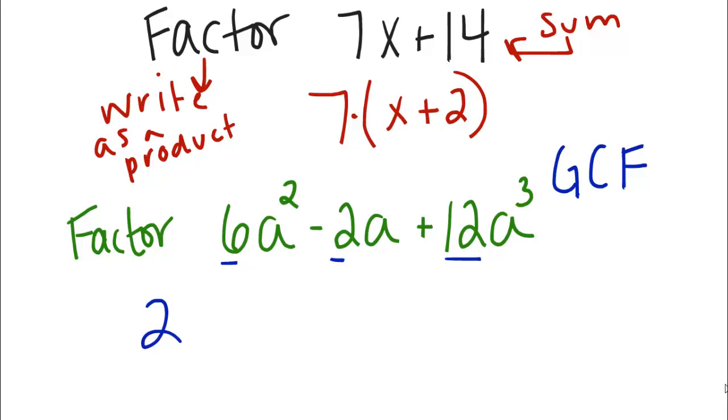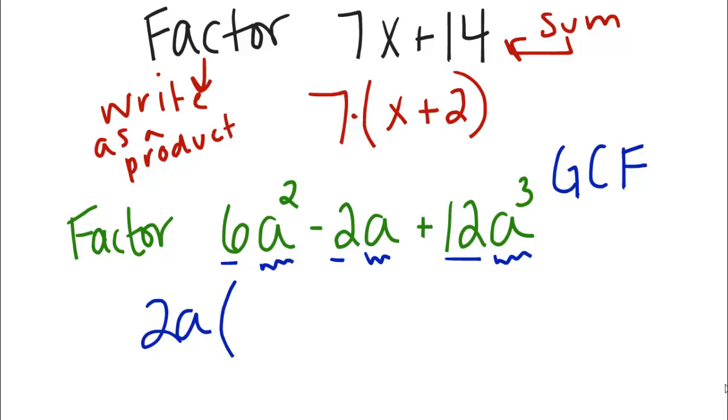Let's look at the a's. We have an a squared, an a, and an a cubed. A is in all of them. In fact, the highest power of a that's in all of them is just a power of 1. We have a and then a times a in our first term, a times a times a in our last term. So if I'm thinking about what's the most I can pull out front, I can really only pull out the a. Turns out our greatest common factor was 2a.